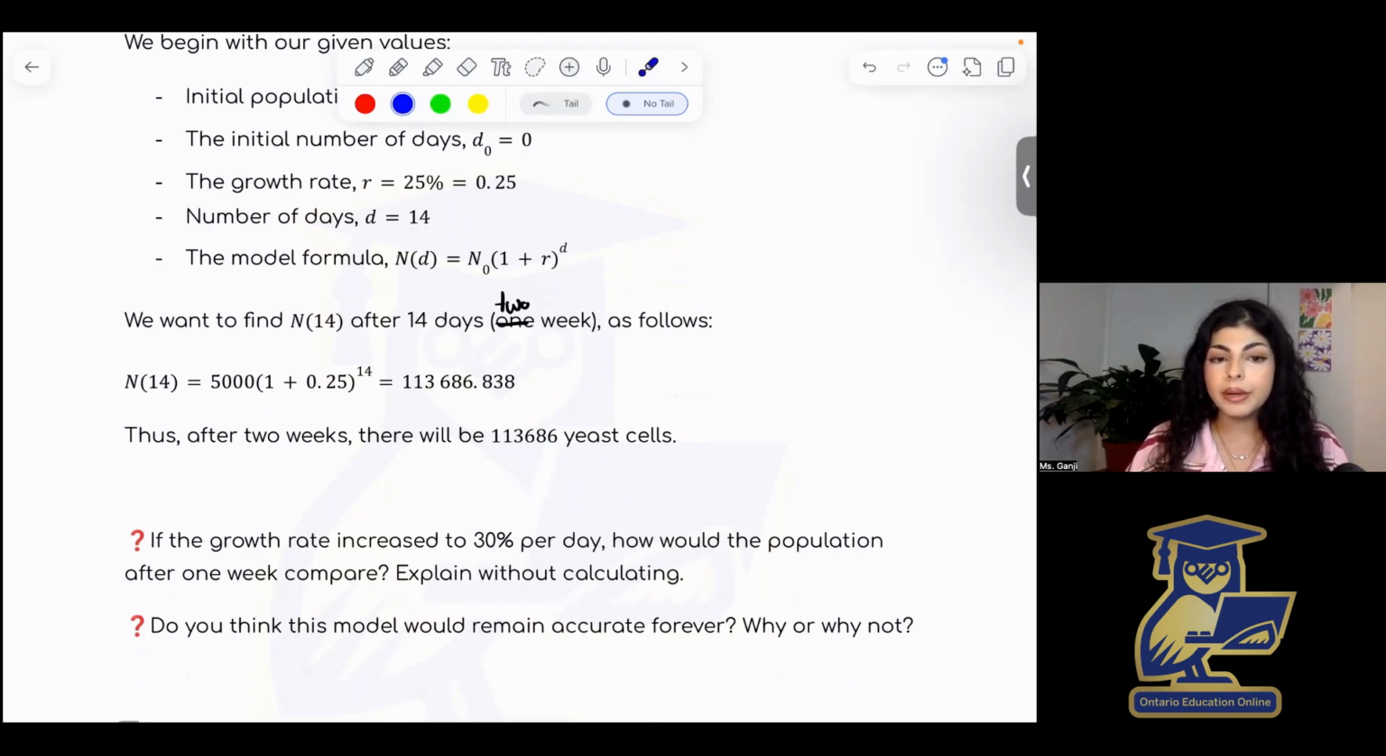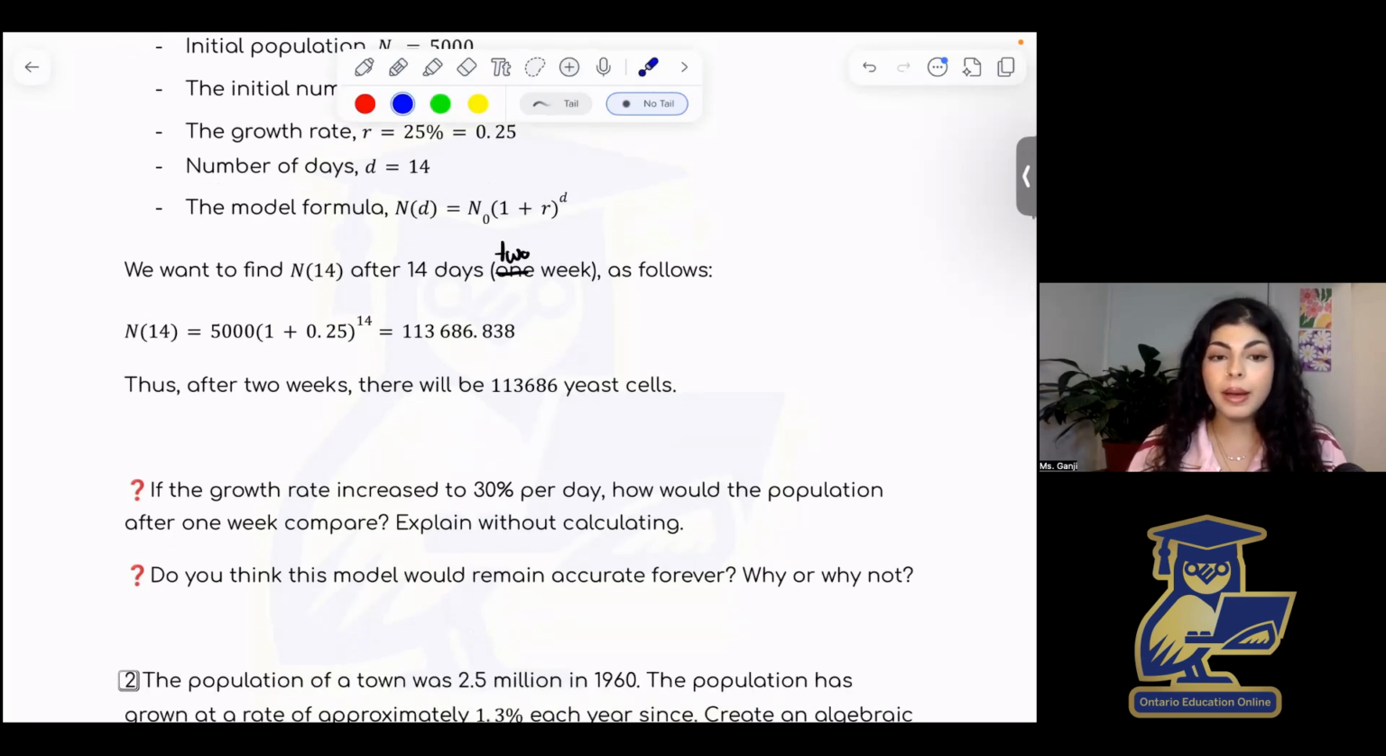Now, just some questions for you to think about. First, if the growth rate increased to 30% per day, how would the population after 1 week compare? And you're asked to explain without calculating. So I don't expect an actual answer from you, but do you expect the population to have grown, or is it going to be more than when it's 25% or less than 25%? And you can even try it if you're not sure.